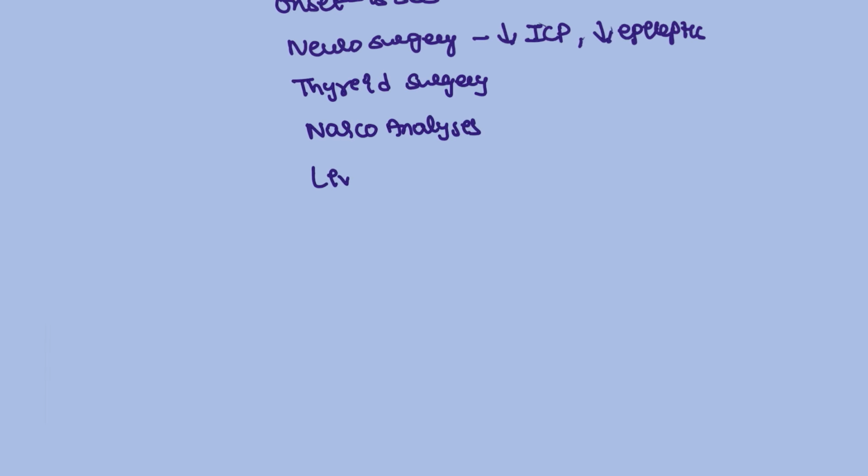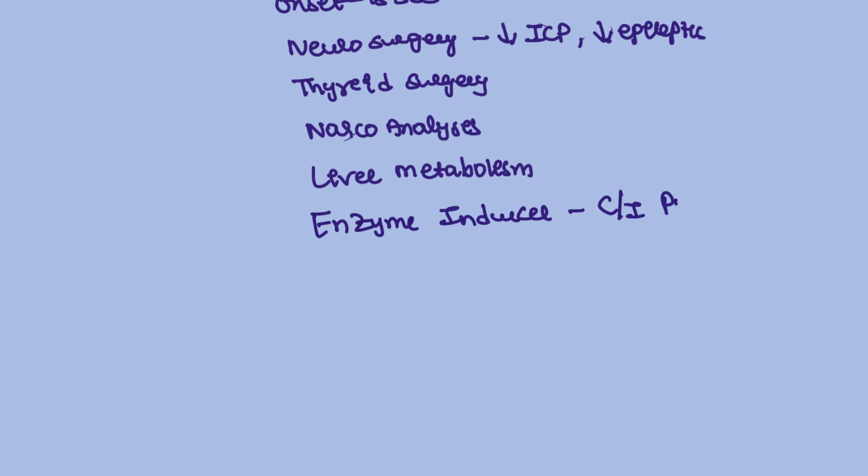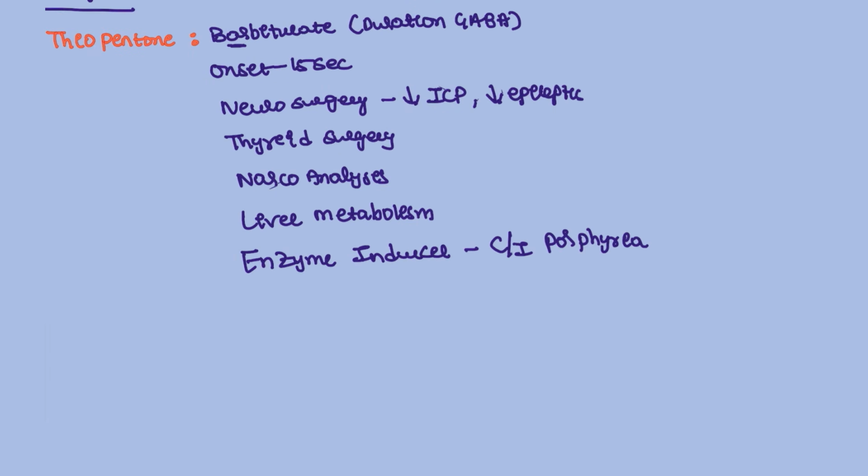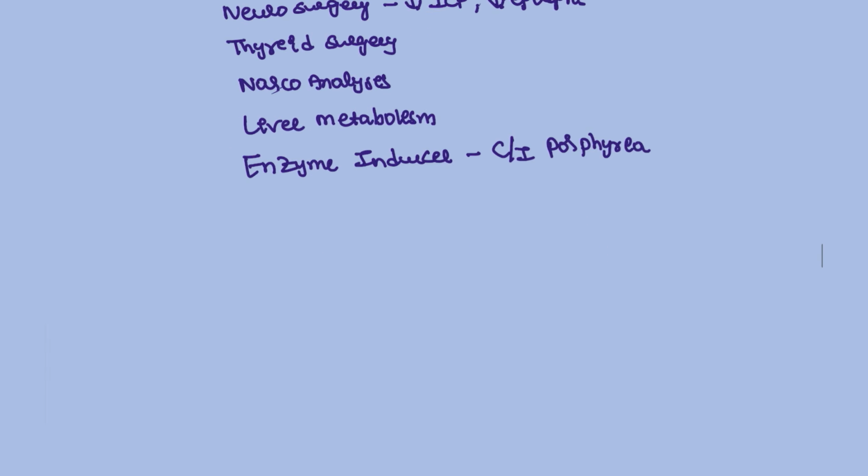And what is the metabolism, guys? Metabolism is by the liver, and there is no specific antidote present for this drug. And why? Because this is an enzyme inducer. Since this is an enzyme inducer, it is contraindicated in those suffering from porphyrias. So porphyria patients also, it is contraindicated. And onset of action, as I said, is less than 15 seconds only.